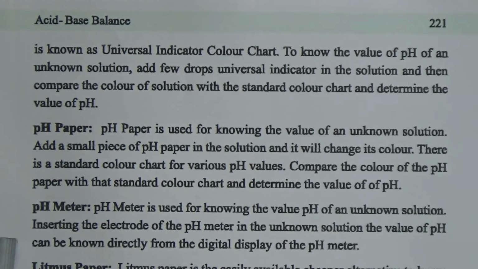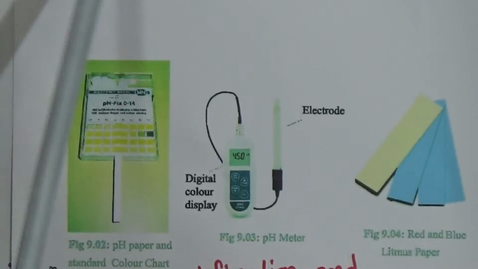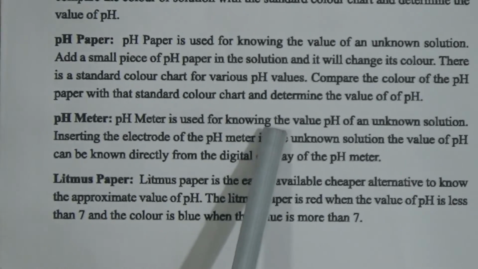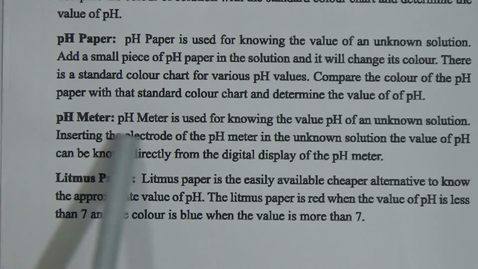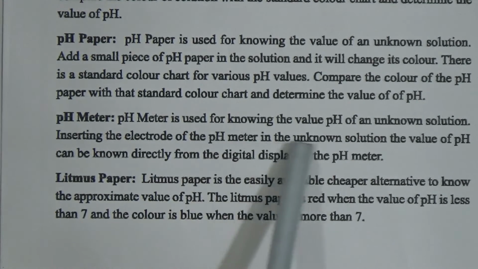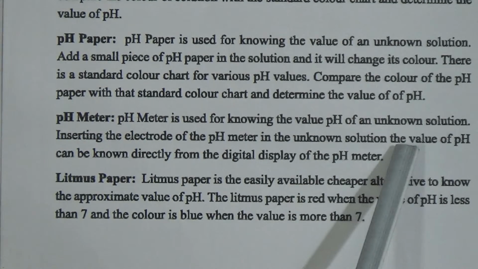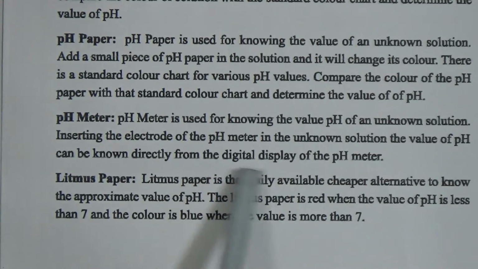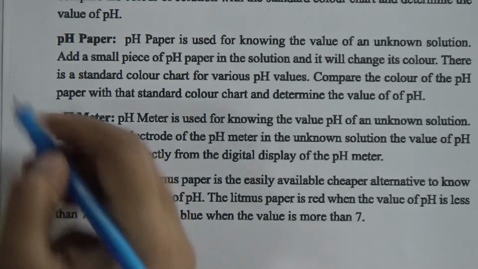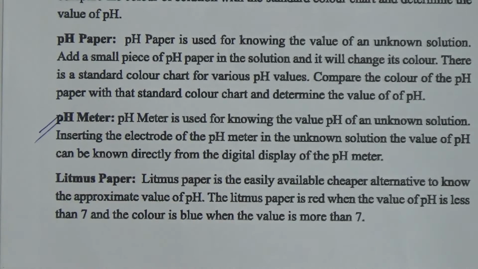Now come to the pH meter. Here, students, this is the picture of a pH meter, and the pH meter is used for knowing the pH value of an unknown solution. Inserting the electrode of the pH meter in the unknown solution, the value of pH can be known directly from the digital display of the pH meter, and it is a very useful method.